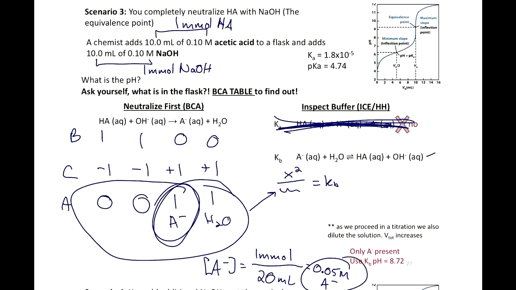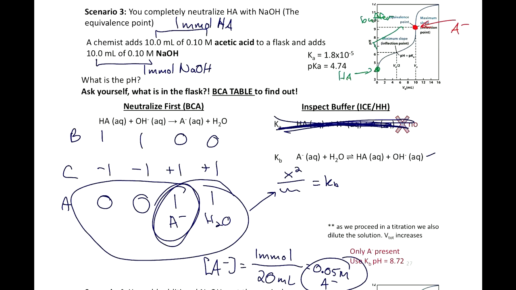So essentially this question became, what is the pH of a 0.05 molarity weak base solution? But here's Ka. That's what this question became. But you had to know that by doing the BCA table first, right? And recognizing where you are on this titration curve. So where this is on the titration curve is right here. Right at that red point, that is when A minus is present. Where we started right here, we had HA present. In the middle, we have the buffer.